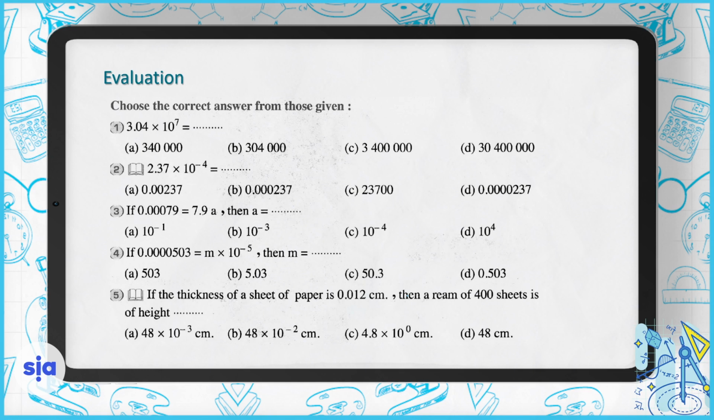3.04 multiplied by 10 to the power of 7. Yes, we're going to move 7 places to the right, so it will be 304 and then 5 zeros. So the right answer is choice C.